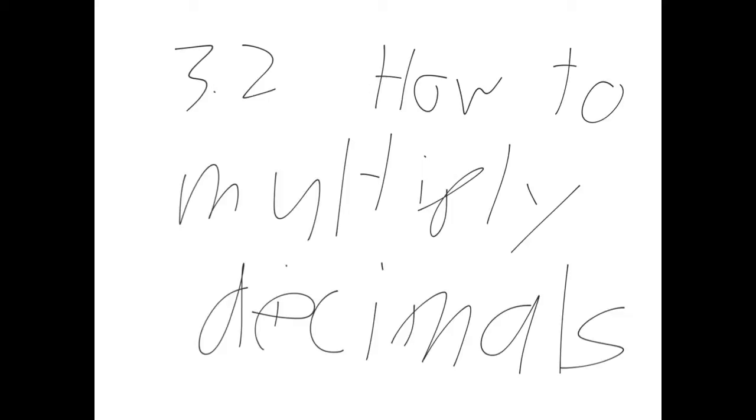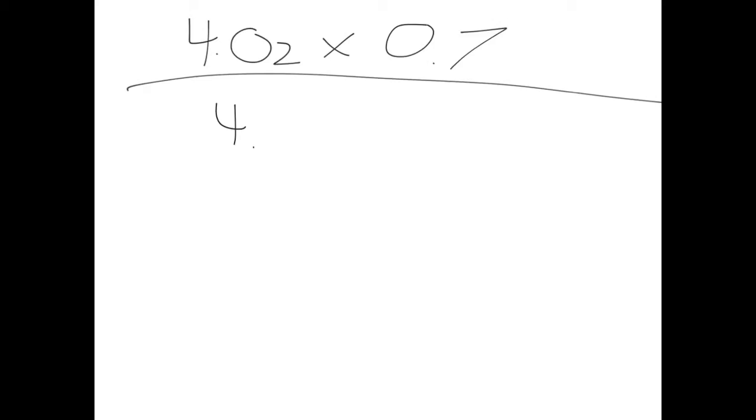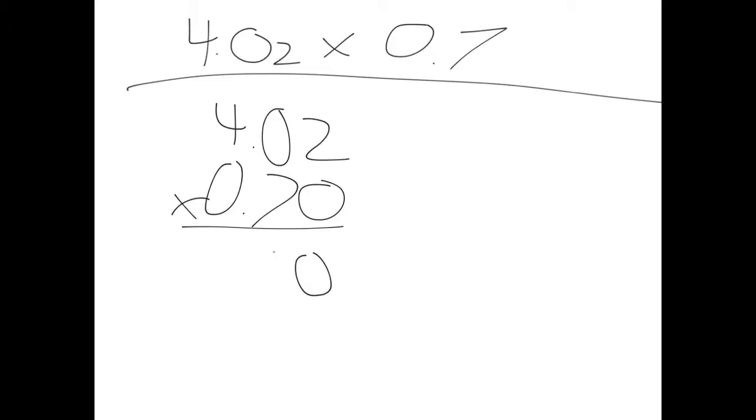3.2 How to multiply decimals. For this problem, 4.02 times 0.70. All you have to do is multiply them. So 0 times 2 is 0. 0 times 0 is 0. 0 times 4 is 0. And then 7 times 2 is 14. 7 times 0 is 0, but you have to carry the 1, so 1. 7 times 4 is 28. And then 0 times 2 is 0. 0 times 0 is 0. 0 times 4 is 0.